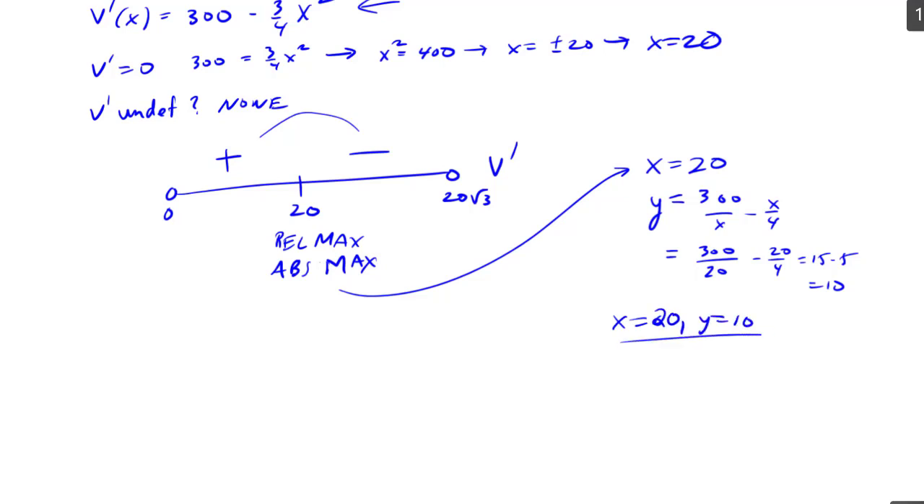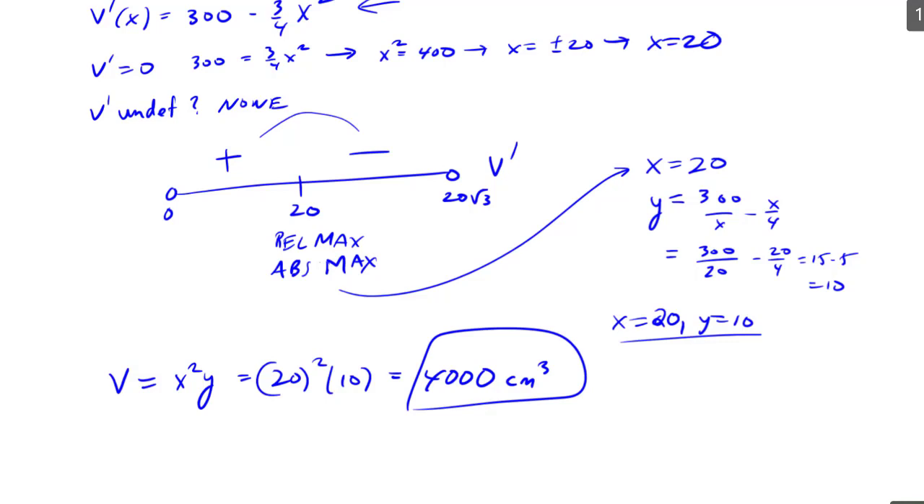That didn't really answer it. We want the maximum volume that occurs there. So the volume was x squared y, 20 squared times 10, and that would be 4,000 centimeters cubed in this case. So that would be the optimized volume.